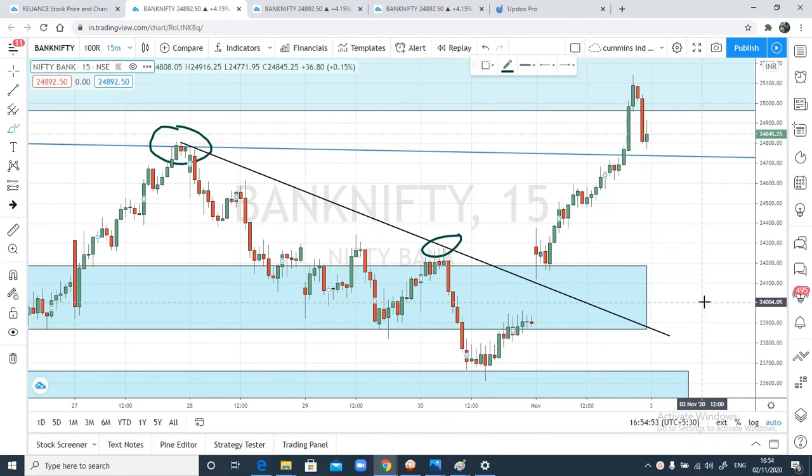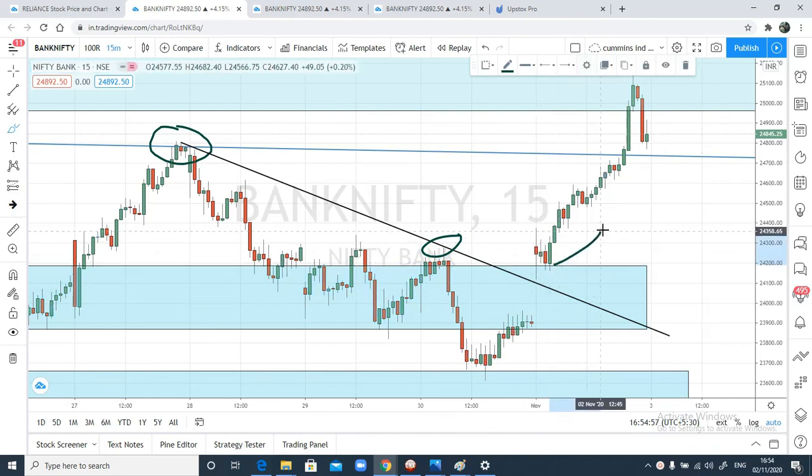And today price opened above this trend line, and then you can see the upward momentum. Well, that's all for now.